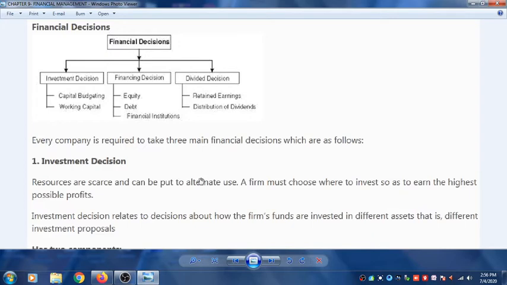Now in detail we will study about each one of them. The first is investment decision.